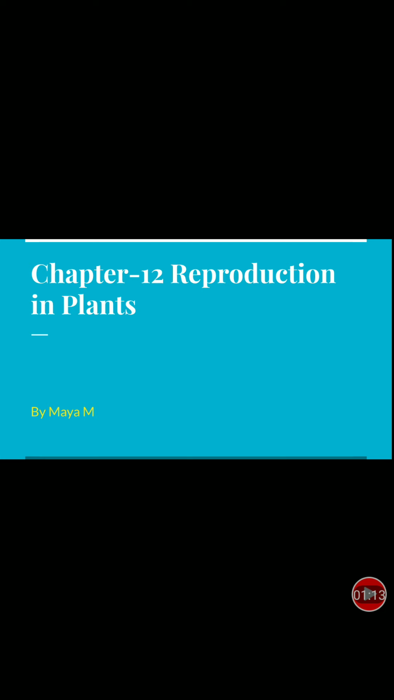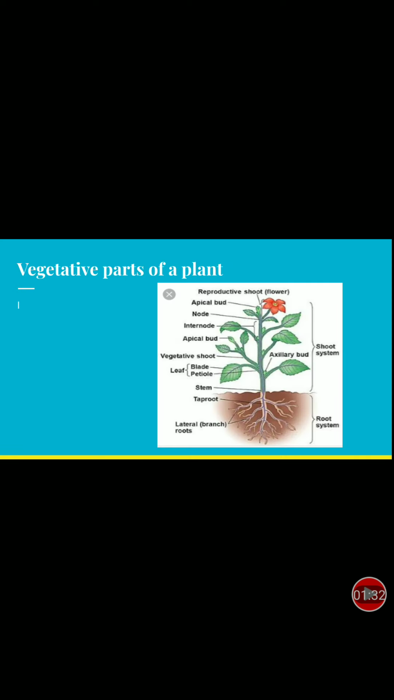But how do plants reproduce? There are different modes of reproduction in plants which we shall learn in the chapter. That is chapter number 12, reproduction in plants. Modes of reproduction. In class 6, you learnt about different parts of a flowering plant.